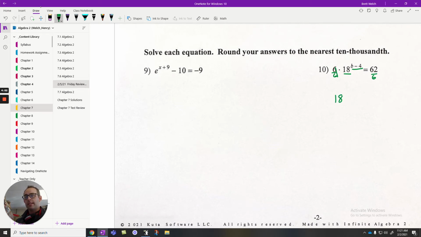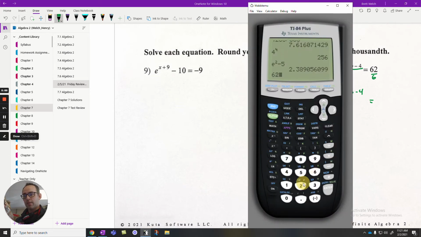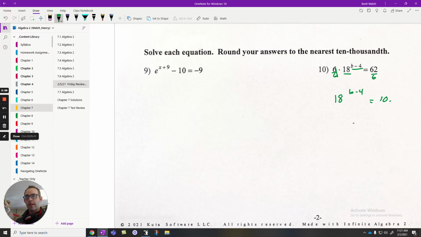So now it's 18 to the b minus 4 equals 62 over 6, it's some decimal. 62 divided by 6 is 10.3 repeating. Now, I like the number 10.3 repeating generally, so I'm going to keep that in my calculator rather than rounding it. I'll just keep using the calculator for that.